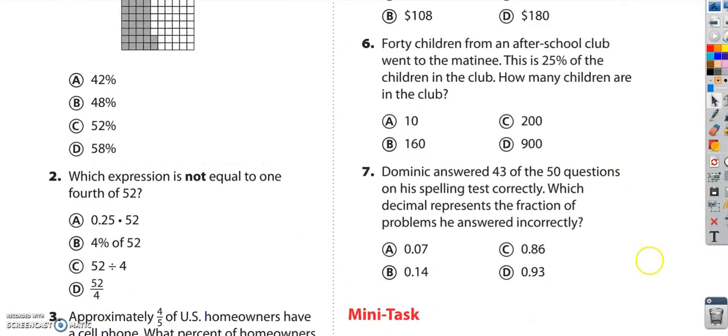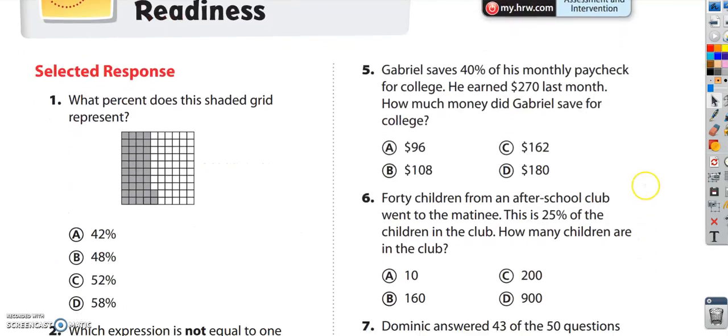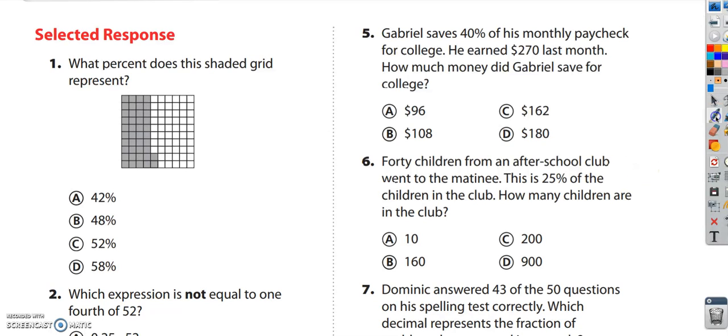I'm going to go back up to the top of the page here. And we are on number 5. I think I can do 5 and 6 in the same screen here. Number 5 reads, Gabriel saves 40% of his monthly paycheck for college. He earned $270 last month. How much money did Gabriel save for college? So we think about this as a part and as a whole. How much did he save last month? We don't know. But how much did he make? 270. And that's going to be equal to 40%, and that means 40 100ths.